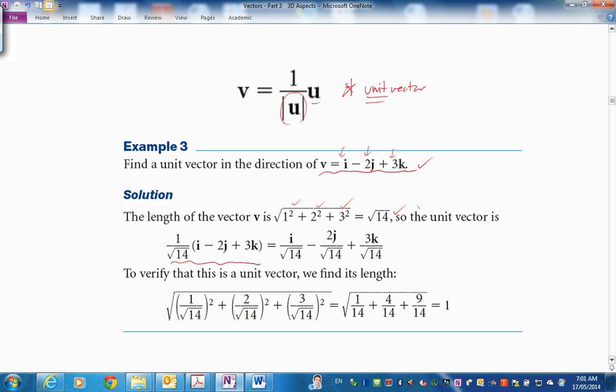So it is 1 on root 14 by i, neg 2 on root 14 by j, 3 on root 14 by k. And you could verify it back here, check it. So what's the length of this final vector? Square root of that component squared, this component squared, this component squared, and it comes to 1. All right, as you would expect. So it's the same stuff in 3D land. Okay, so fairly straightforward there.